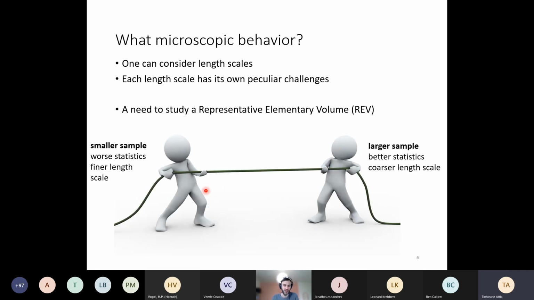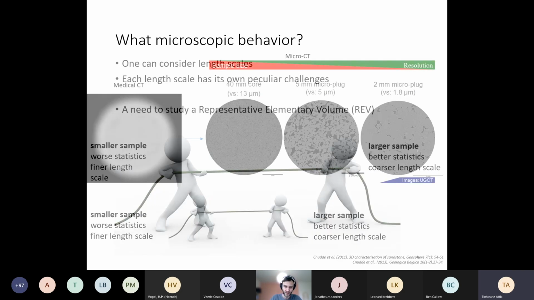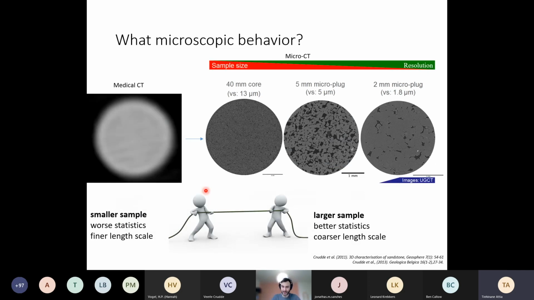So it's a trade-off. It's a tug of war between having a smaller sample to work at a finer length scale and a larger sample to work at the coarser length scale, while you still need to keep in mind that you always need to study a representative elementary volume to get sufficient statistics for the study that you are attempting. And here's a very visual example.